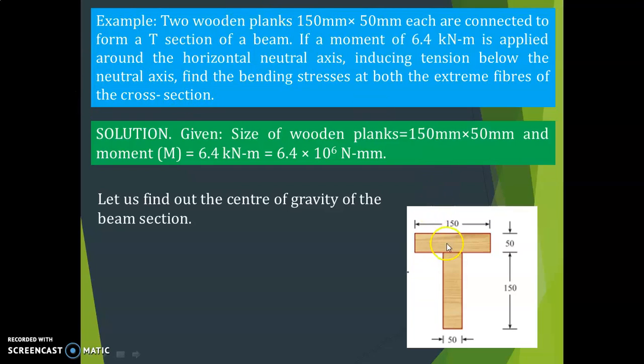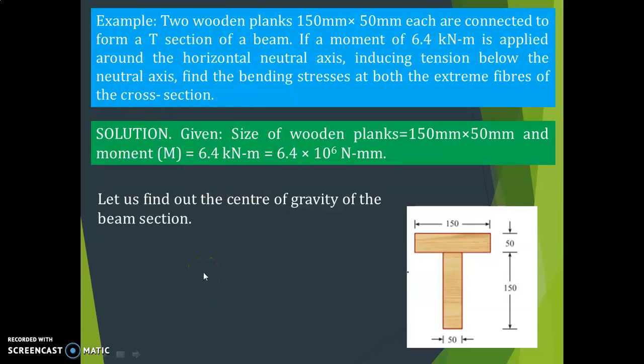Here it is given of two planks, means this is a flange and this is web of T section. It's given 150 by 50 mm and here also 150 by 50 mm, and it is given that moment is 6.4 kilonewton meter, and here it is given tension is below the neutral axis. So it is asked to calculate the bending stress at both the extreme fibers, means at the top and bottom, both the places you have to calculate what is the bending stress.